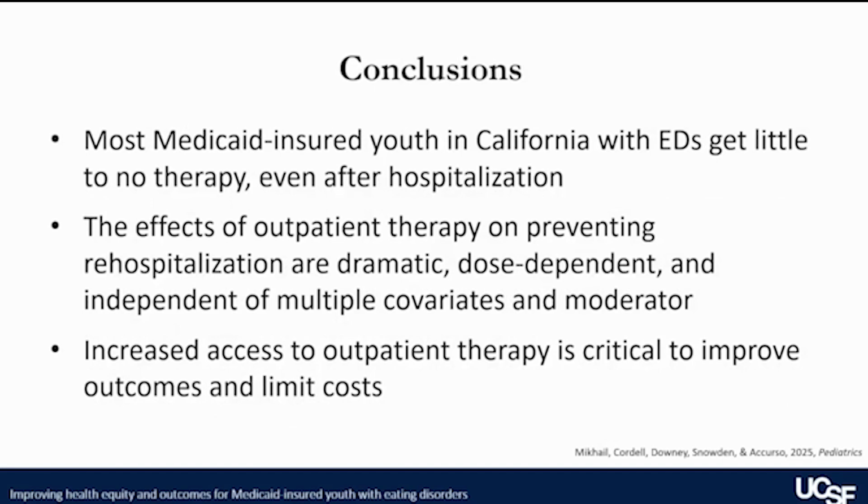So, conclusions here: most Medicaid insured youth in California who have an eating disorder get very little to no therapy, even after they are hospitalized for significant medical or psychiatric complications. And the effects of outpatient therapy on preventing rehospitalization are really dramatic. They're dose dependent. The more you get, the better you do. And they were independent of a lot of different covariates and moderators that we included in these models. So we really think about how we can increase access to outpatient therapy for this population as being critical to improve their outcomes and also limit costs.